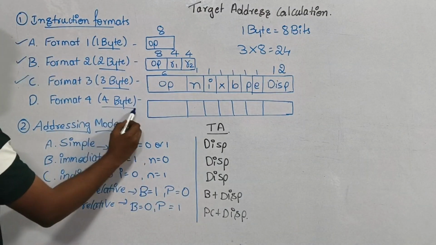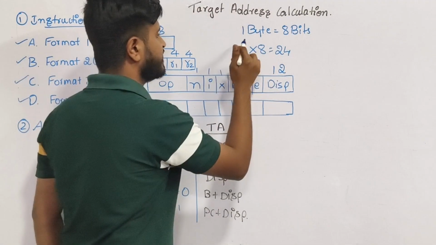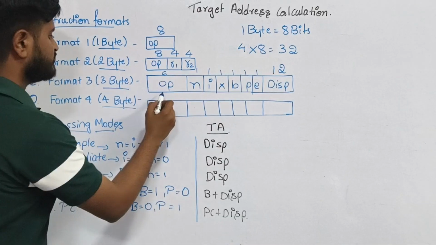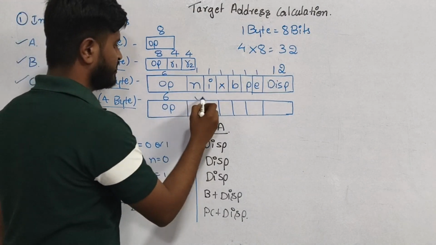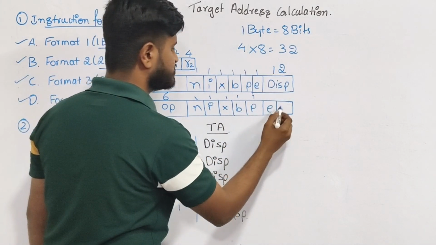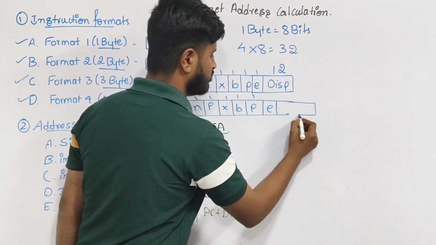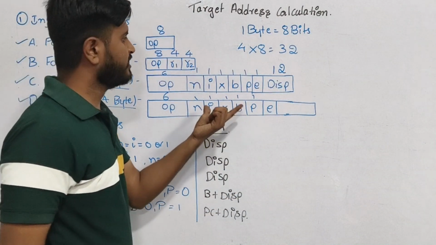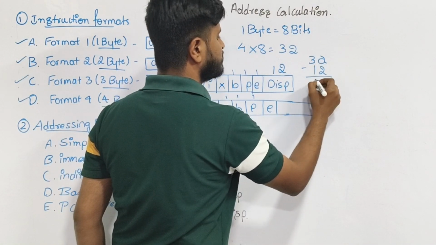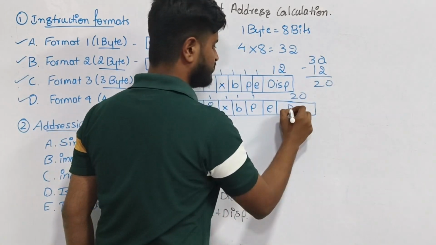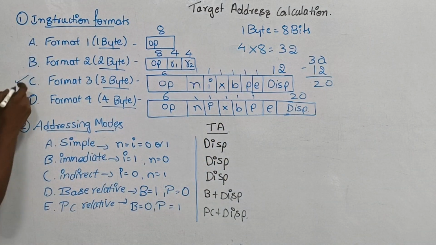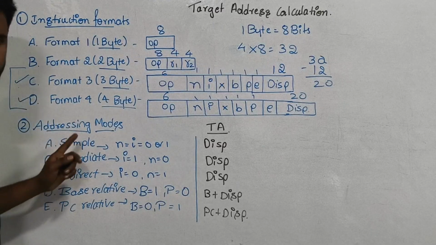Next, format 4, which is 4 bytes. 4 bytes means 4 into 8, which is 32. In this also 6 bits will be occupied by the opcode, and each one of the n, i, x, b, p, e flags will take 1 bit. How much is left out? 6 plus 6 will be 12. So 32 minus 12 will be 20. So 20 bits will be for the displacement, or you can call it the address. In most exams you will get problems based on format 3 and format 4.